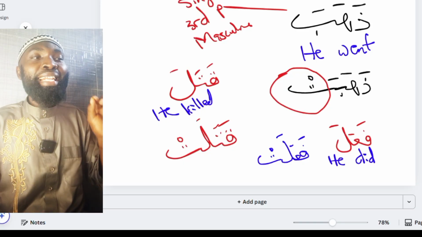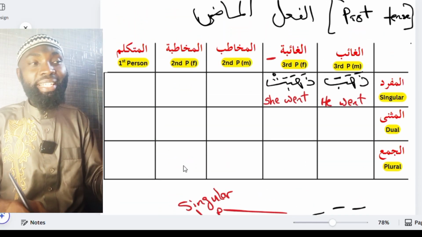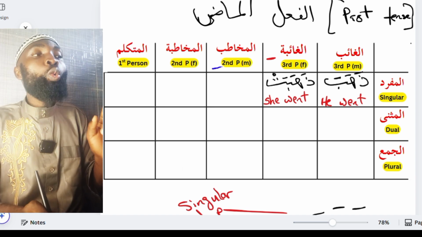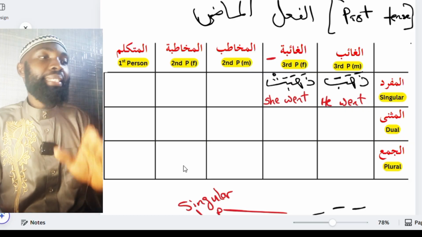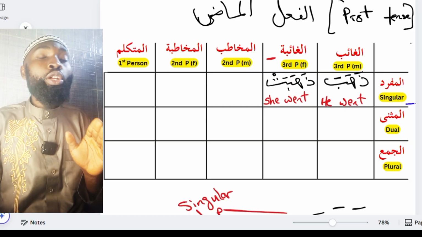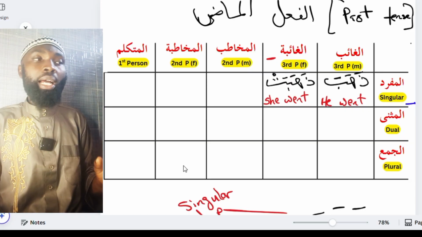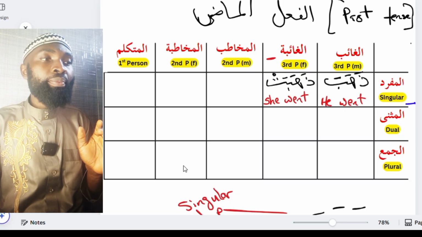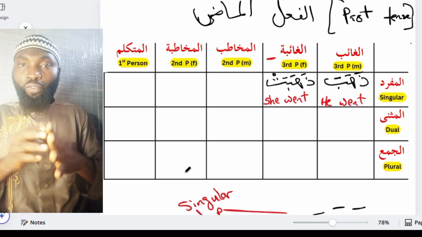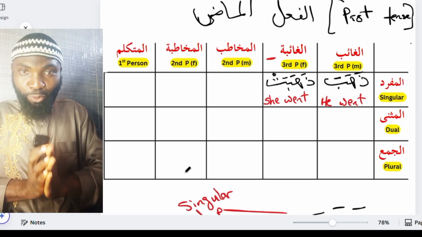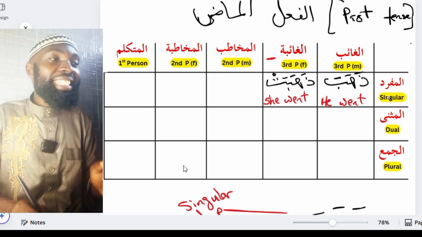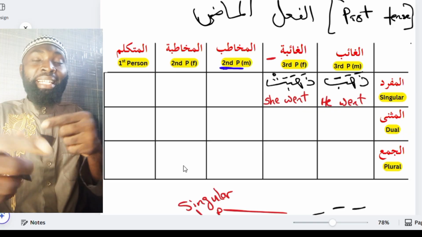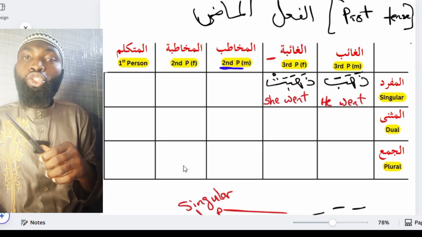If this is taken, let's go back to the table, because this will make it easy for us. Now we have come to the row of al-mukhatab, which is what? The second person. And we are still in the column of al-mufrad, the singular. This person you are now talking to is in front of you. You have a person in front of you. This is the person we call the second person. This person is second person because he is the listener, al-mukhatab, the one you are talking to.